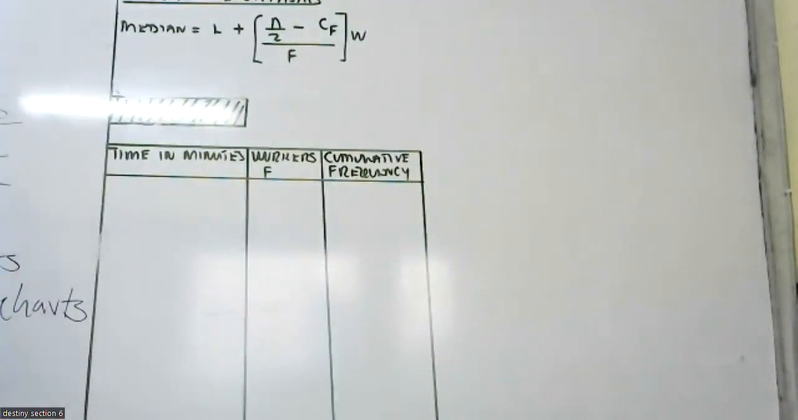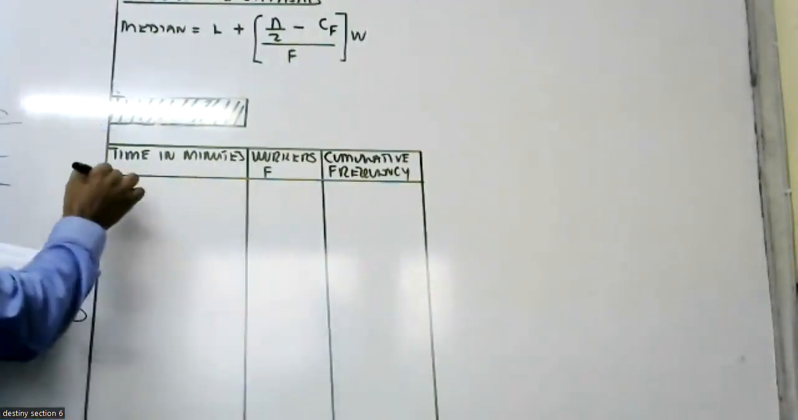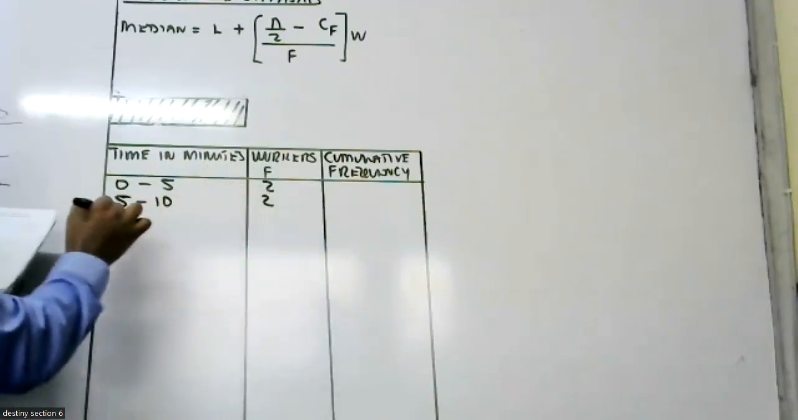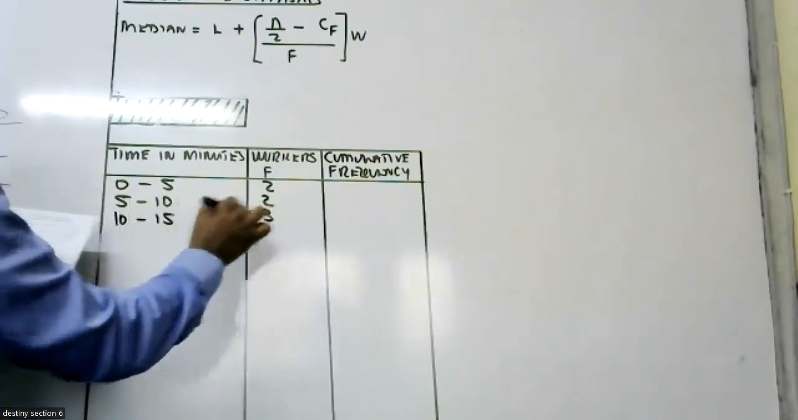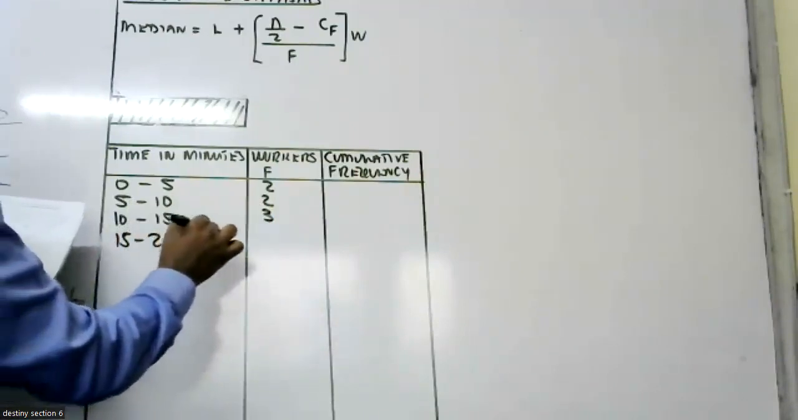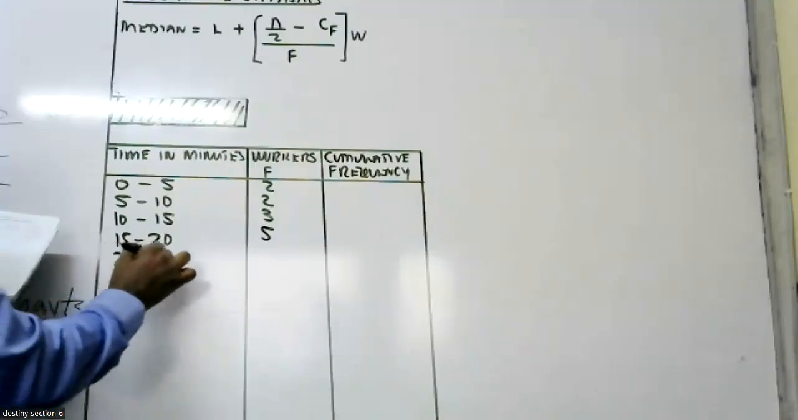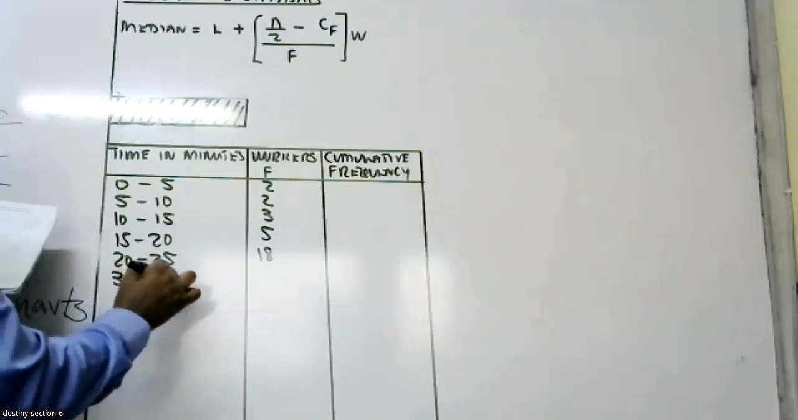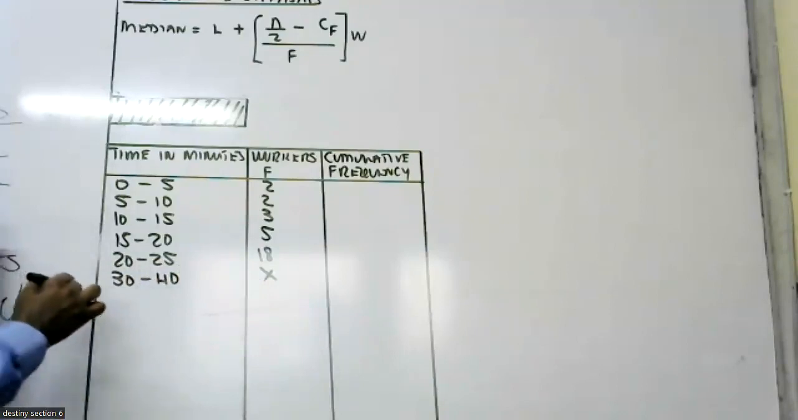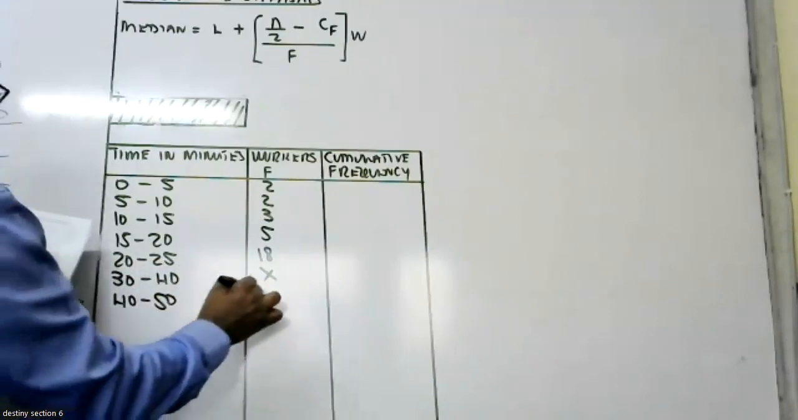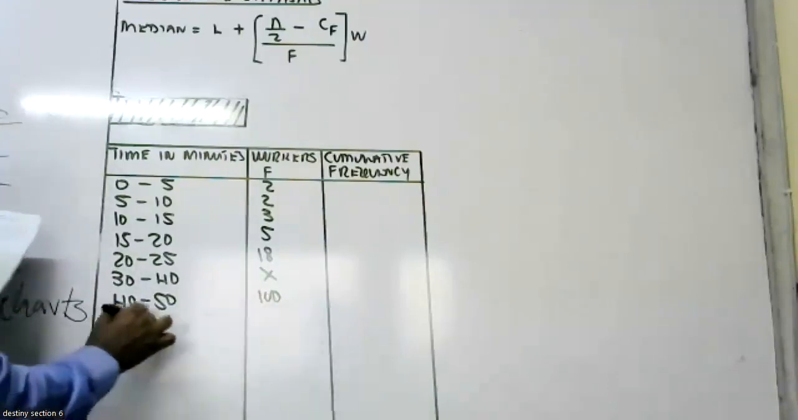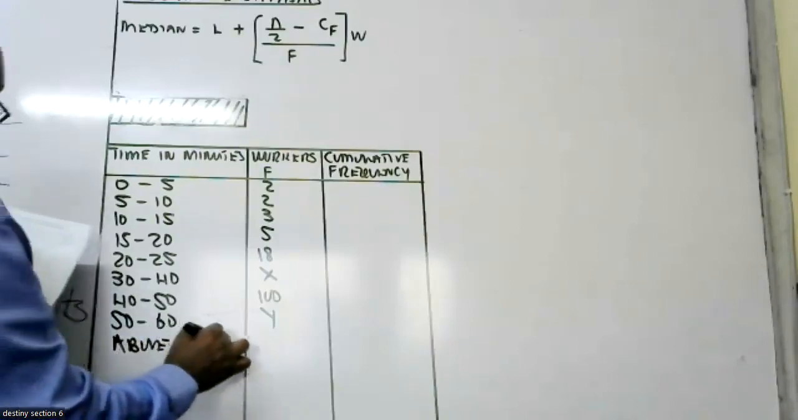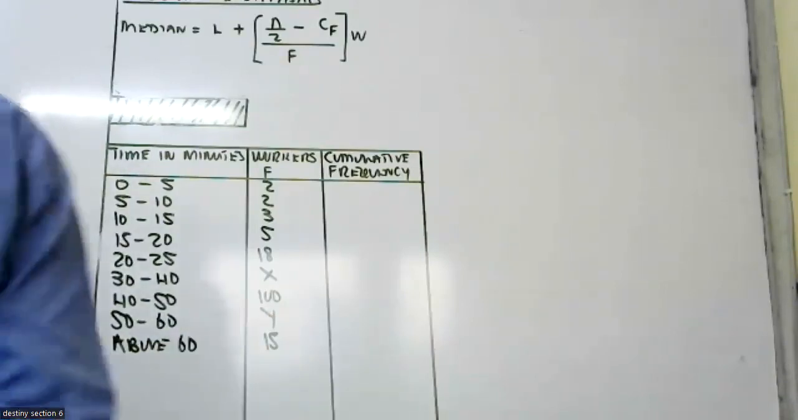So we will have to say that this is 0 to 5, which is 2 workers. 5 to 10, which is 2 workers. 10 to 15, which is 3 workers. 15 to 20, which is 5 workers. 20 to 25, which is 18 workers. 30 to 40, which is X workers. 40 to 50, which is 100. 50 to 60, which is y, and then above 60, it is 15.